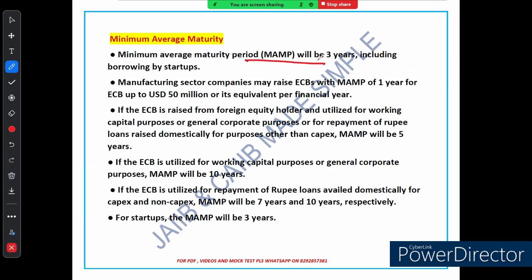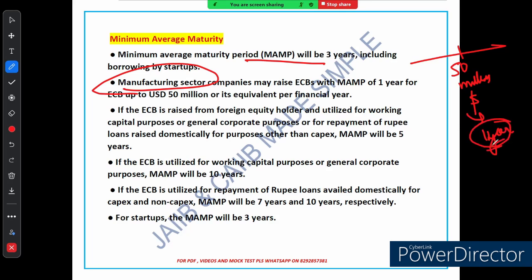As I have already told you, for most companies the MAMP is 3 years. This includes startups as well. So if you are borrowing through ECB, you generally have 3 years to pay back the loan. That is the point. But if you are a company in the manufacturing sector, you have a little bit more flexibility. Which kind of flexibility? Let's see. Suppose you are borrowing up to $50 million in a single financial year. In this case, MAMP can be just 1 year. This means you only have 1 year to start paying back the loan.